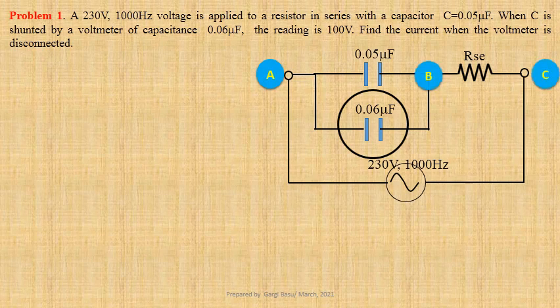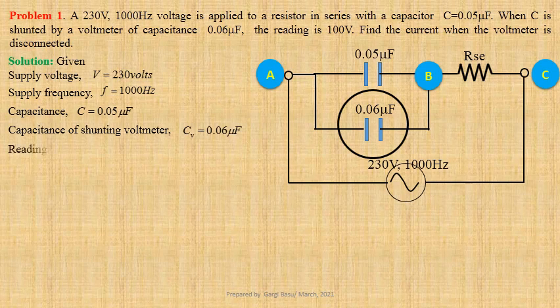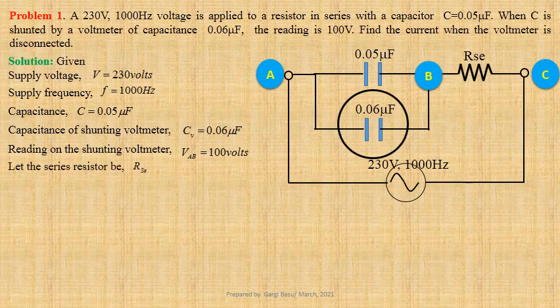Now we shall write down the given data. Supply voltage V equals 230 volts. Supply frequency F equals 1000 Hz. Capacitance C equals 0.05 microfarad. Capacitance of shunting voltmeter CV equals 0.06 microfarad. Reading on the shunting voltmeter VAB equals 100 volts. Let the series resistor be RAC.